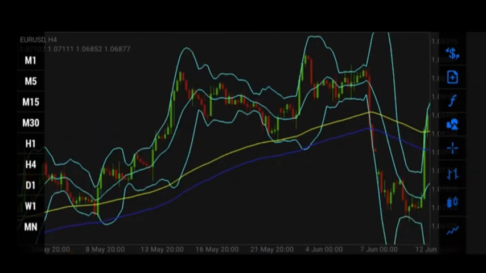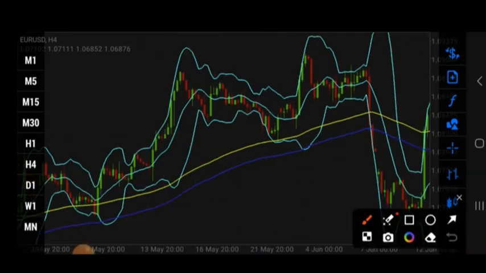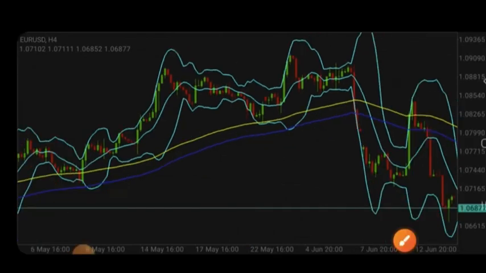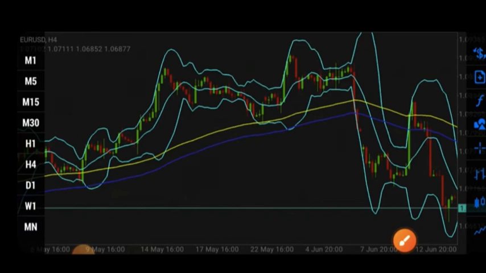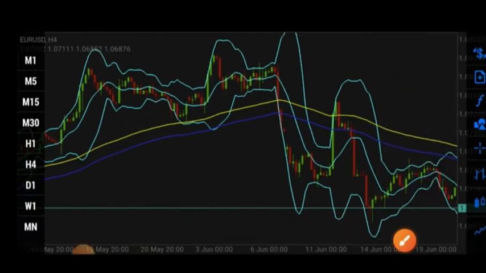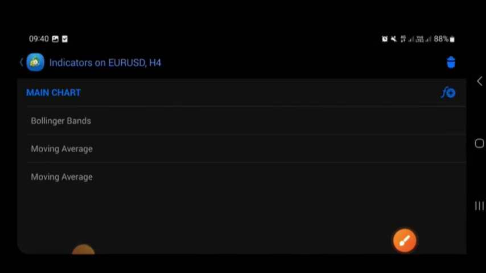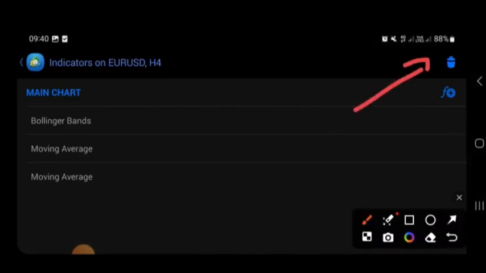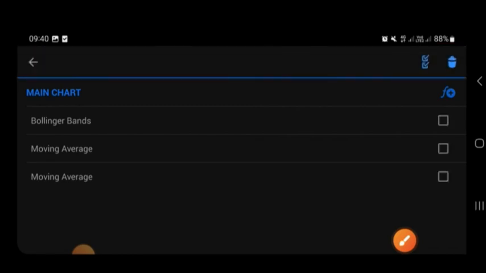So I'm going to press the f sign there. That's where I'm going to press, and then I'm going to delete. I'm going to press the delete icon on top there, and then I'm going to check all of these indicators and just press delete. Once I delete, as you can see, we have a naked chart, right? We have a very naked chart.